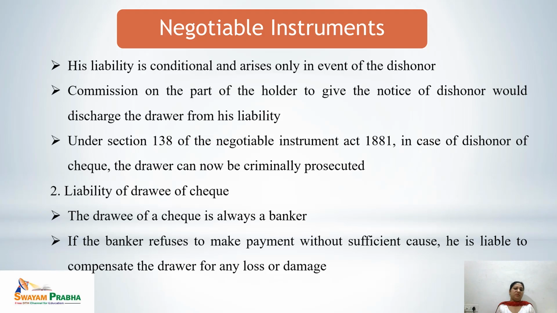Next, the liability of the drawee of a check. What is the responsibility of a drawee? The drawee of a check is always a banker. It is possible only in case of a check. So if the banker refuses to make any kind of payment without any sufficient cause, then the conditions are different if there is a sufficient cause, that means the person doesn't have the money in their bank account or he has been instructed not to pay. But if a banker refuses to make payment without any sufficient cause, then in that case the banker would be held liable to compensate the drawer for any kind of loss or damage to goodwill.